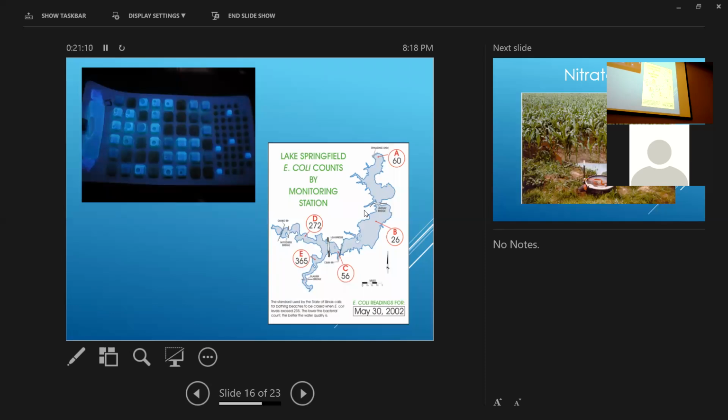You shut down a beach at 235. You can see again, for the west end of the lake and the south end of the lake, we've got some numbers that would exceed that. The lake generally has better quality as you work your way to the north.